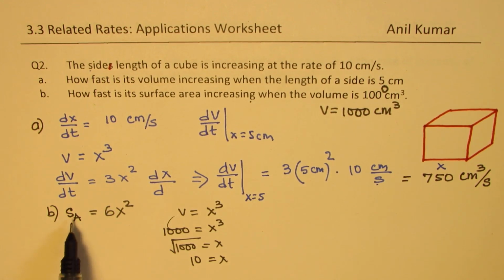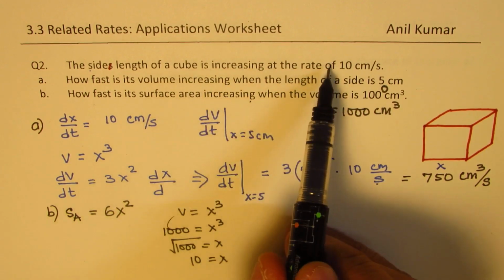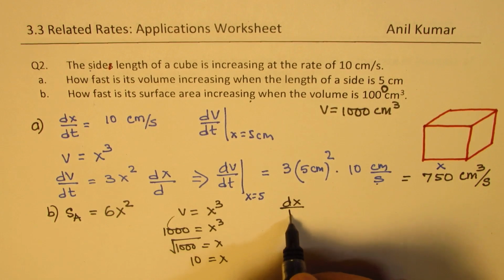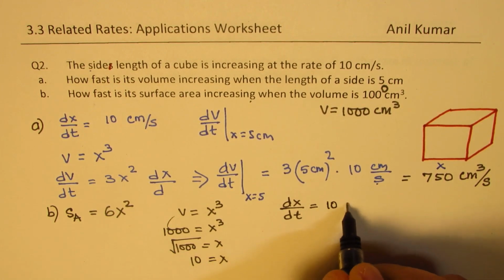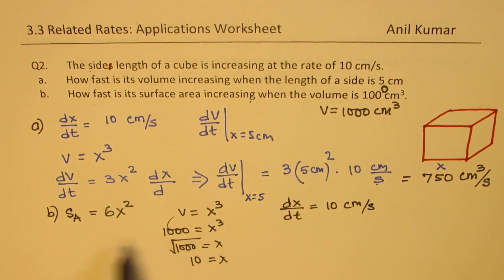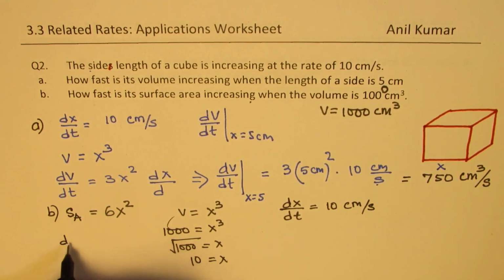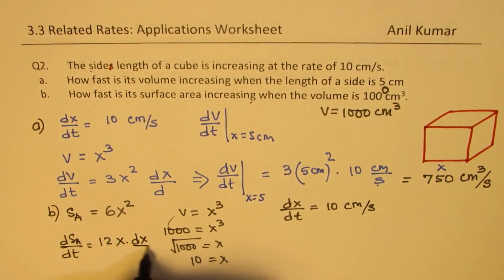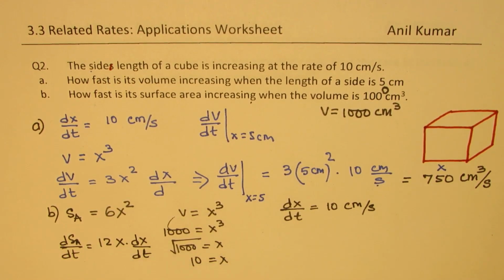We know exactly what to do. We have to differentiate this with respect to time, correct? We also know, because this is a part of the first question, that rate of change of side length is still 10 centimeters per second. Perfect. So all this is given to us. Now with that in mind, let's find the rate of change of surface area with time. Now this rate of change is 12 times x times dx/dt, correct? So now we know what is the value of x.